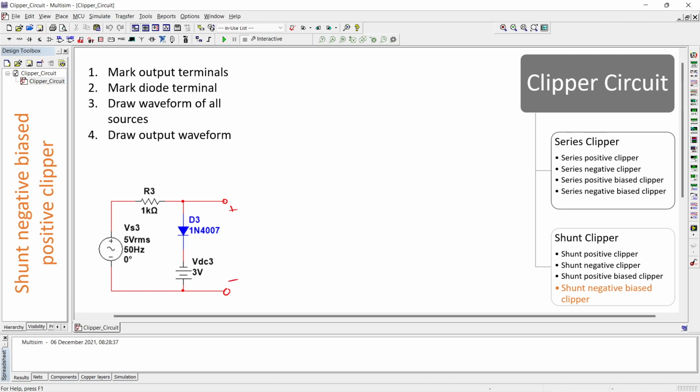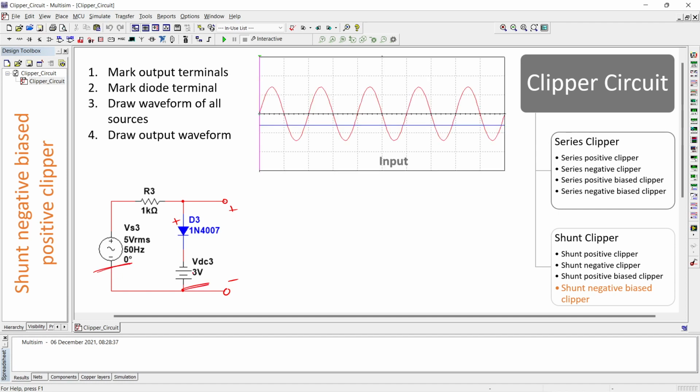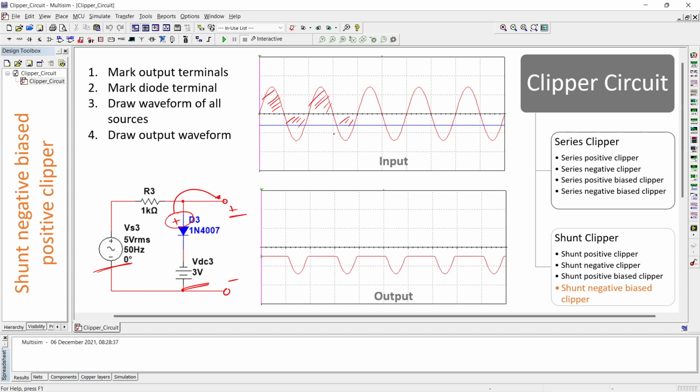Step number 1, positive negative. Step number 2, diode terminal. Step number 3, plot the waveform of sources. So these are the waveforms. And now we need to go for step number 4. This positive terminal is facing the positive of output. That means we should clip off this section and the output looks like this.